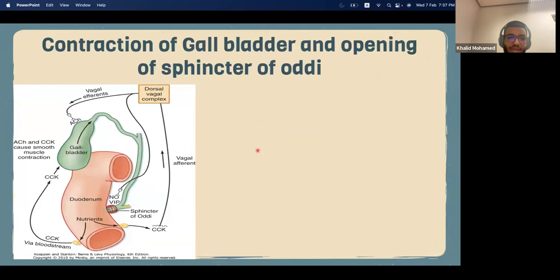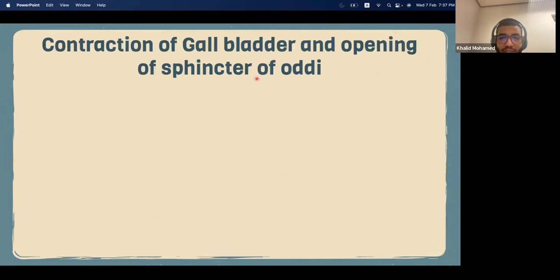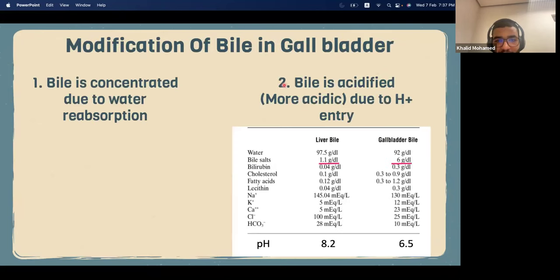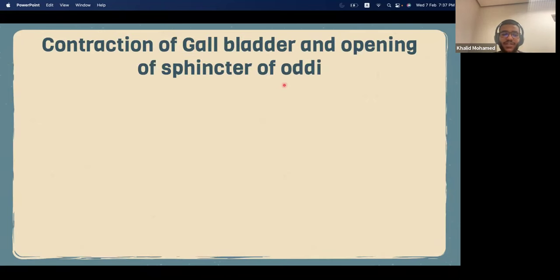Okay. Now let's talk about the contraction of gallbladder and opening of sphincter of Oddi. We spoke about when we're in the interdigestive phase between meals. Now, what happens if we eat and we want the bile to go out? The gallbladder will contract and the sphincter of Oddi will open. Okay, so you're causing pressure in the gallbladder, then you're also releasing the pressure from the sphincter of Oddi, and now that's the path of least resistance going to the duodenum.